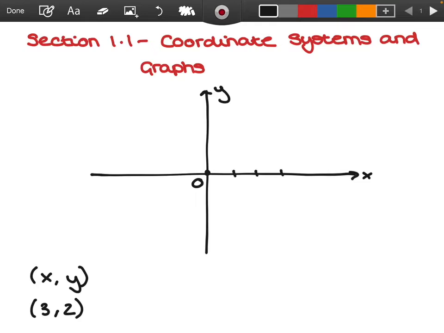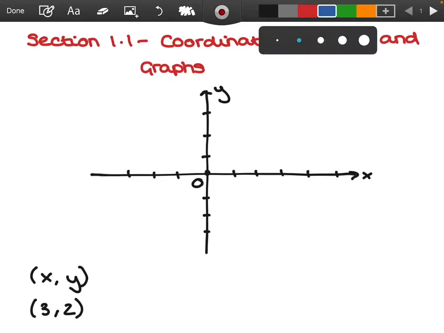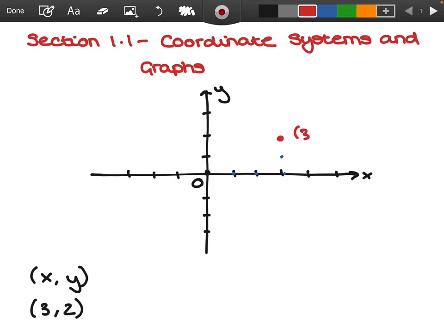So if I plot out a few units on each axis, this will be done for you obviously on your homeworks and stuff so that you can see it more clearly. But (3, 2) would be 3 units across, so 1, 2, 3 units across on the x-axis and 2 units up on the y-axis. So that would mean that our point (3, 2) would be right here.